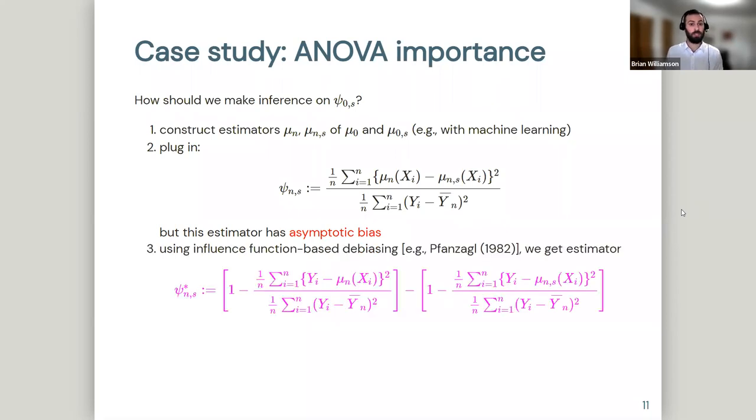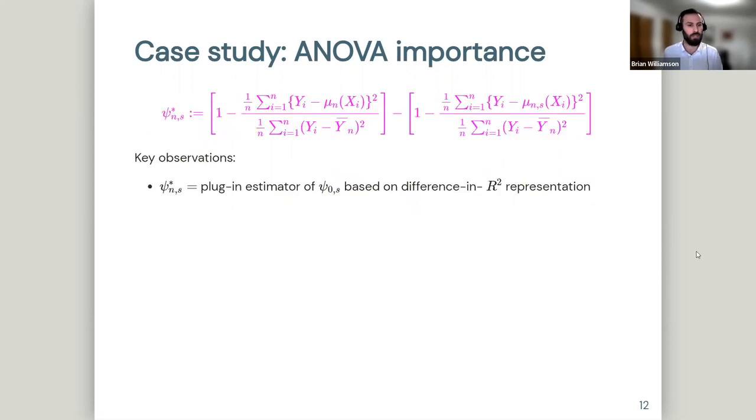One way to do this is using influence function-based debiasing. That's one of the methods for taking your initial estimator and targeting it towards your parameter of interest. It turns out that when we do this, based on the influence function for this parameter, the updated estimator looks like this. It's actually a difference in empirical R squared. And I'm going to pull that out on the next slide.